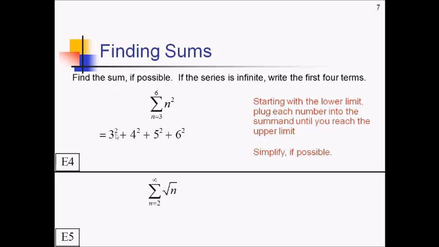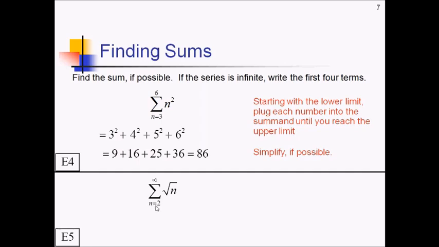So this is 9, 16, 25, and 36. So this is 25, 25 is 50, plus 36 is 86. So that's what this would evaluate to here. Now go ahead, pause the video, and try out this next example.